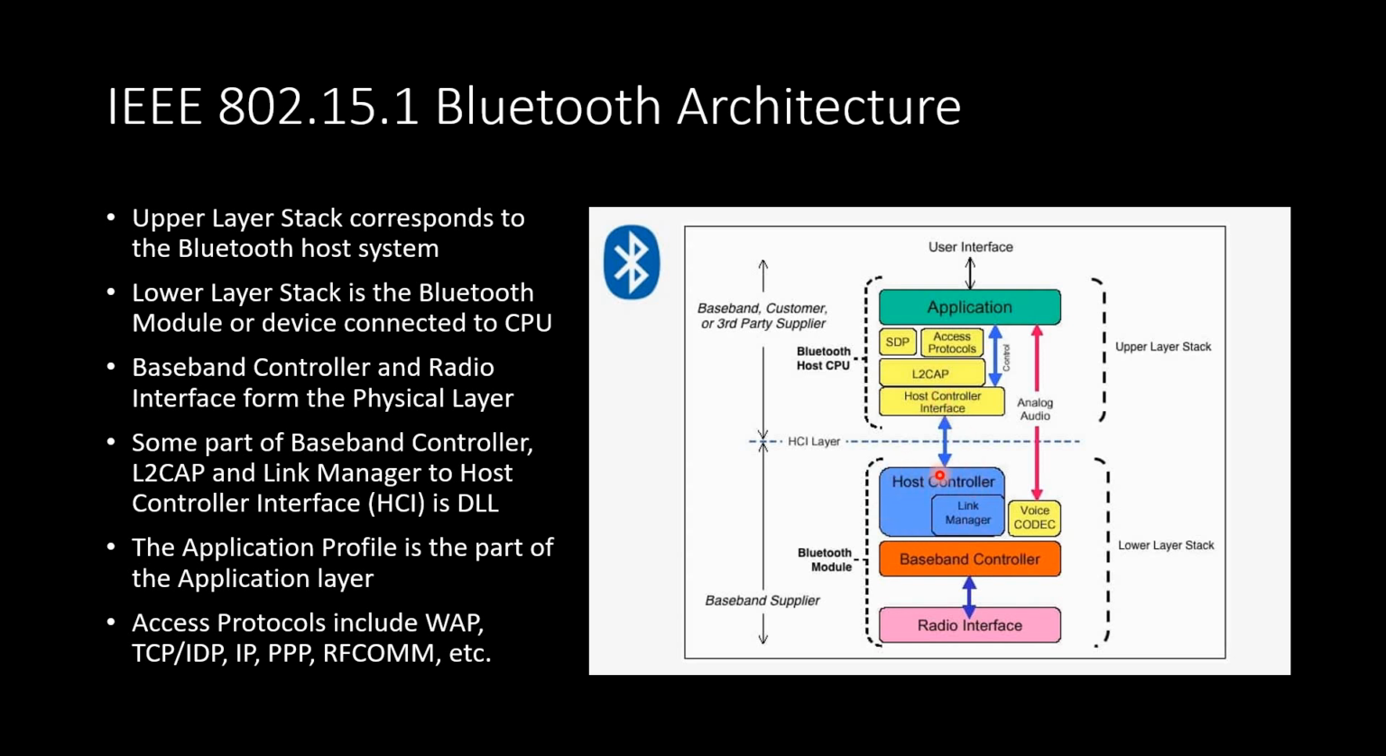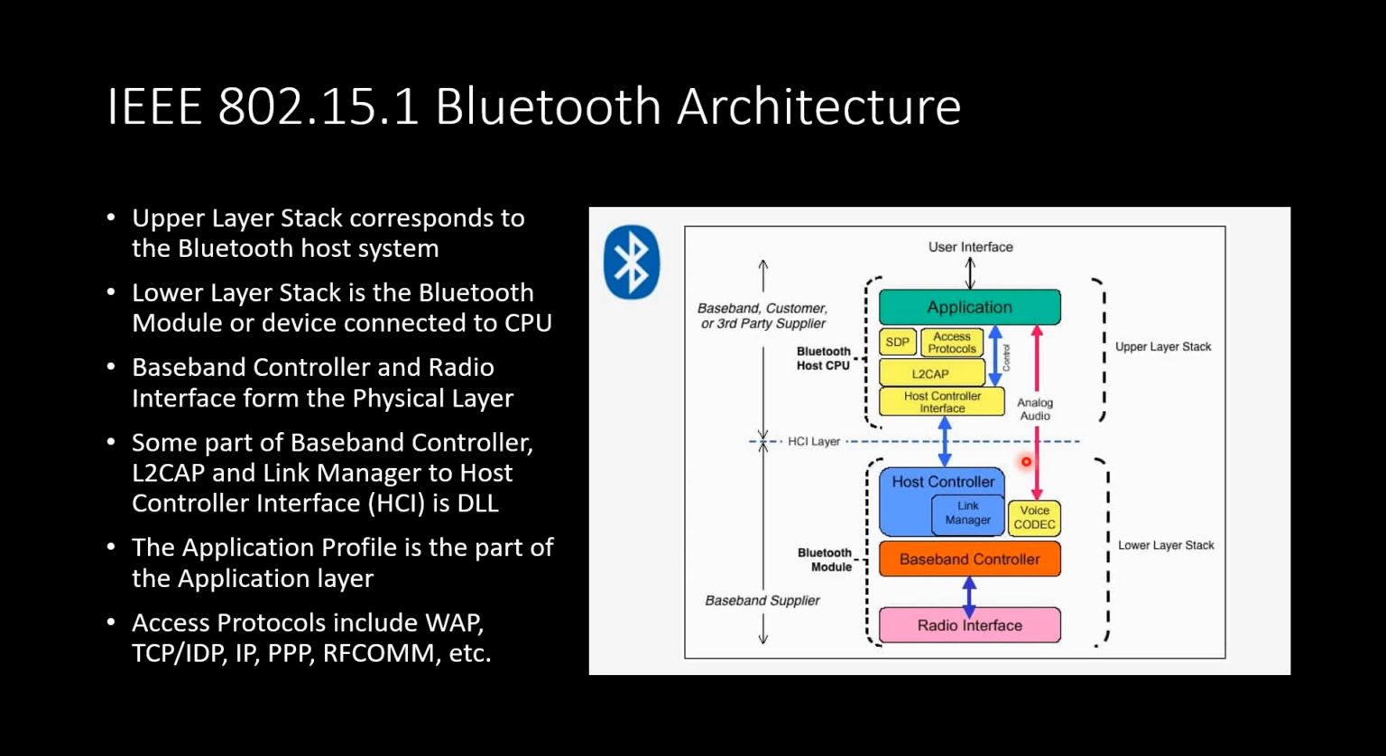There is a host controller in the Bluetooth module as well. In the middle is what we call HCI, the host controller interface. The Bluetooth module communicates with the host system using the host controller. We have already explained the baseband controller and the radio interface, and the voice codec is new. This is used to communicate using analog audio, or simply, to communicate using audio.